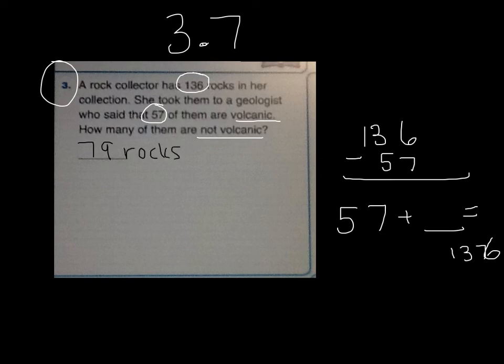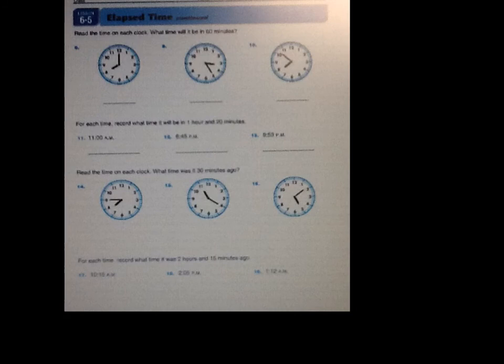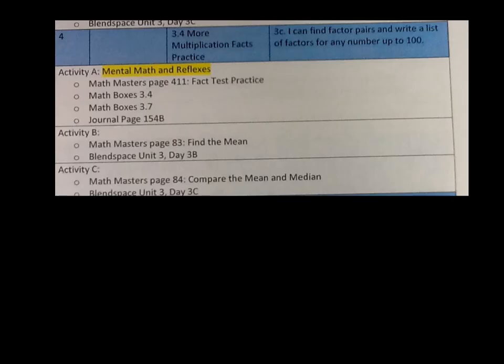The final thing you're doing is on page 154B. It's again practicing the elapsed time. Let's take a look at your learning journey to see what you have going on today. First thing first, you're doing the Math Master, and then turn it in. Then Math Box 3.4, followed by Math Box 3.7, journal page 154B. Activity B and C are listed below. You might be using a Chromebook today.